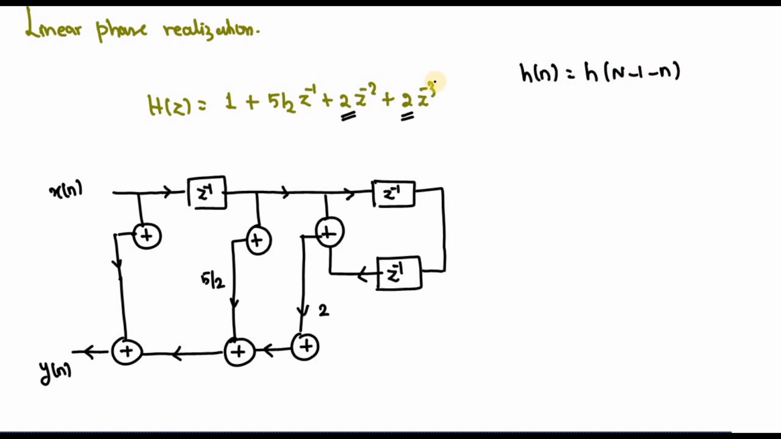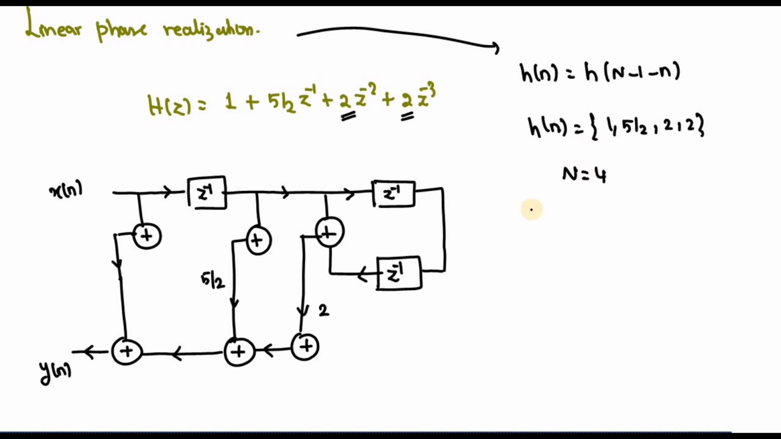So here how to find the value of N? So you can see h of n is equal to 1 comma 5 by 2 comma 2 comma 2. So the total value of capital N is 4. Okay. So what is h of 0? h of 0 is 1, h of 1 is 5 by 2, h of 2 is 2, and h of 3 is 2. Okay. So now I'm going to substitute these values in the above equation.